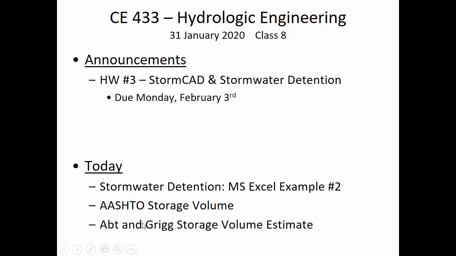These two methods are kind of less sophisticated than solving for the required size of the pond using Excel. And so the Excel is kind of the hard way, and then if you ever need just a quick and dirty, very fast estimate and don't have Excel available, then either of these methods can kind of get you in the ballpark. Any questions related to the announcements?